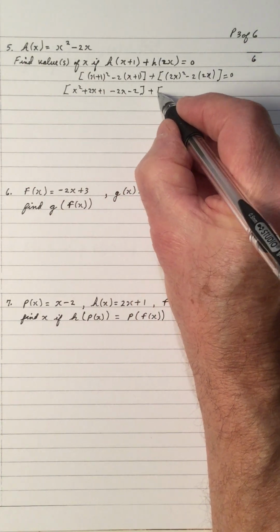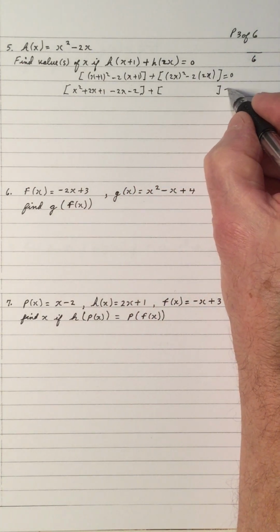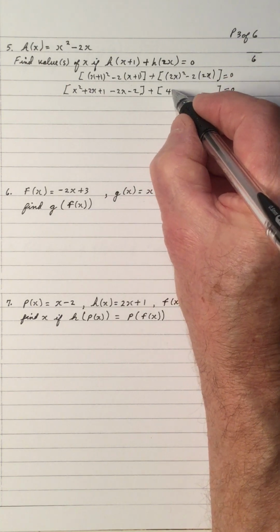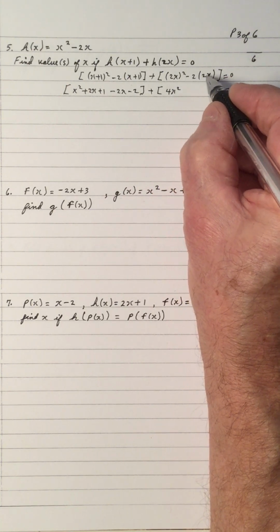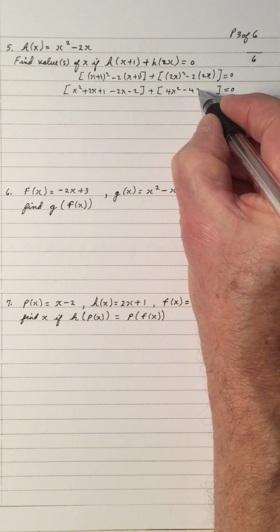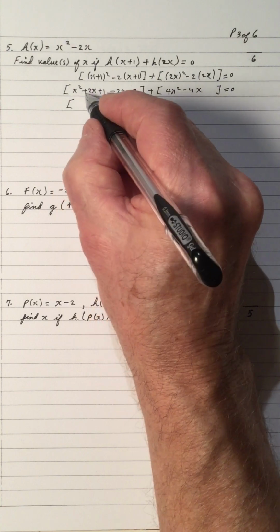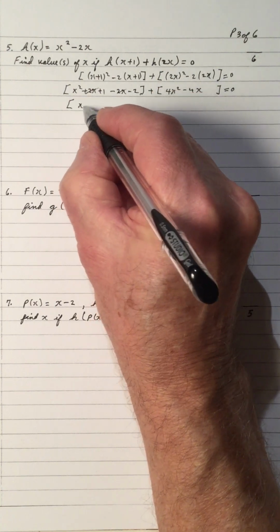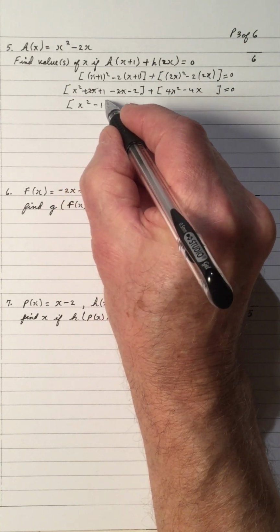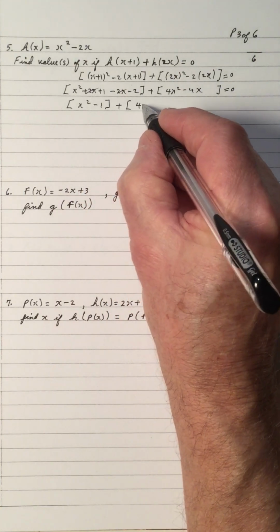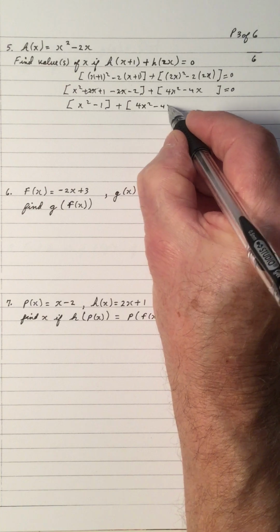And we'll simplify the inside of the next bracket. 2x all squared is 4x squared, and a negative 2 times 2x is negative 4x. Simplify each bracket first. So they cancel. So we get x squared minus 1. Add on 4x squared minus 4x.